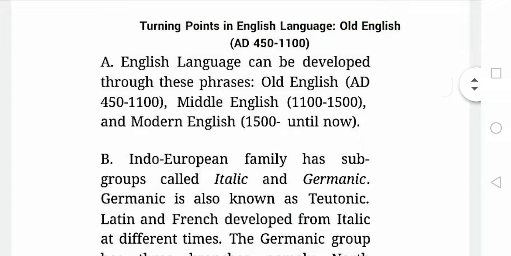Hello, literature lovers. Today I'm discussing some special points related to Old English.